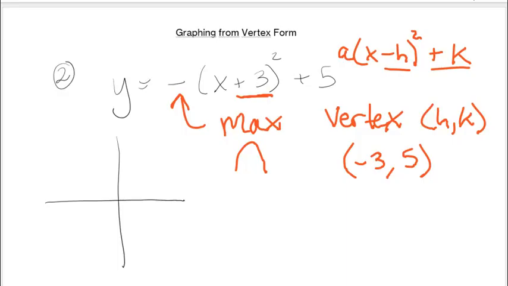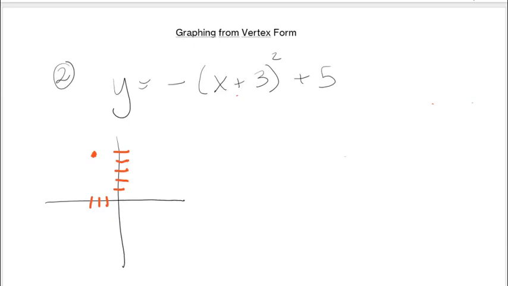So one thing I could do is if I want to get a sketch, I can go over left 3 and then up 5. And I can plot that point. Left 3, up 5, that's my vertex, and it's facing downward. Now, where it's actually going through the x-axis, I'm going to actually have to do a little bit of work.